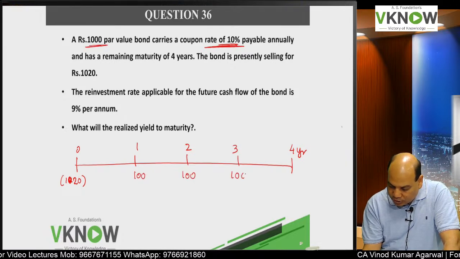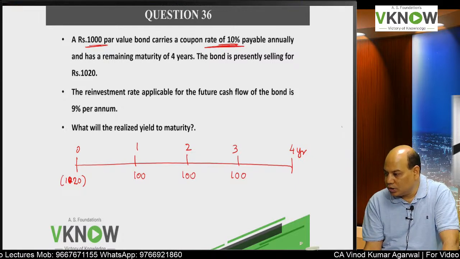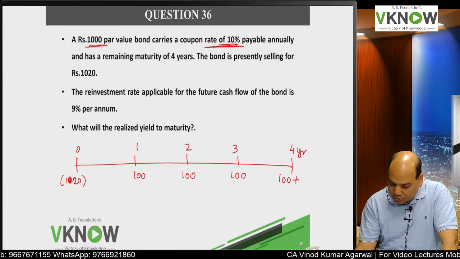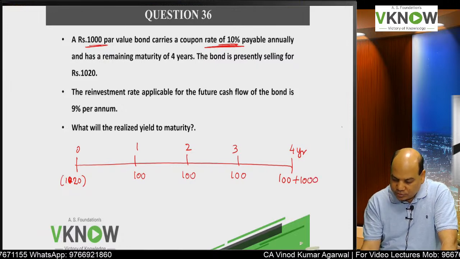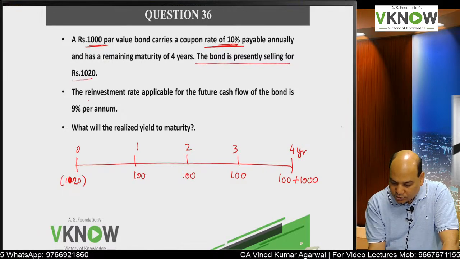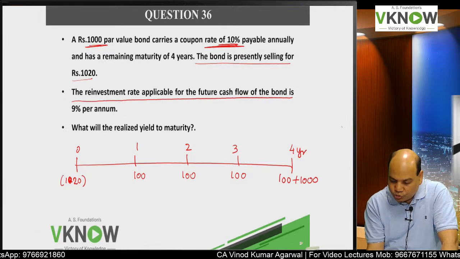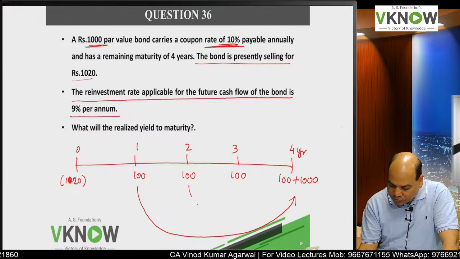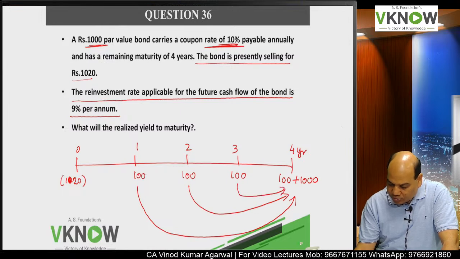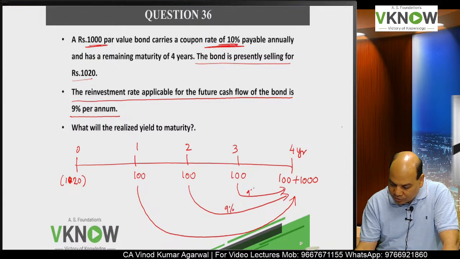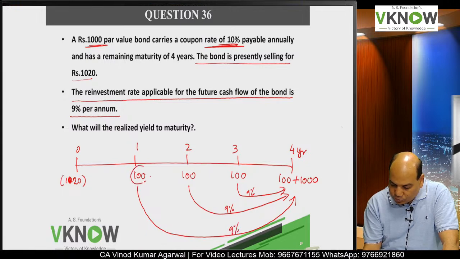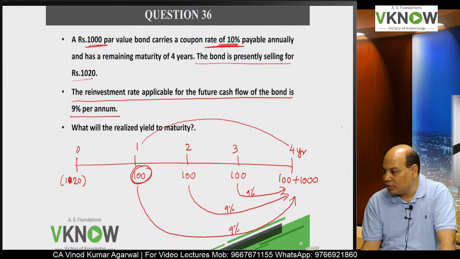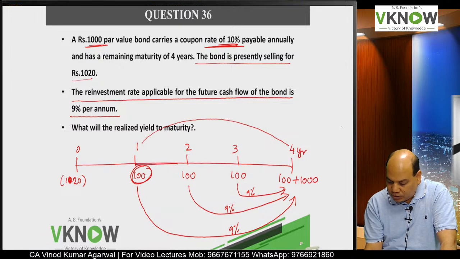So you will receive 100 rupees coupon in year 1, 2 and 3. And in the last year, you will receive 100 plus 1000 rupees. The bond is presently selling for 1020. Reinvestment rate applicable for future cash flow is 9%. So these cash flows will be reinvested for the remaining period at 9% rate. Cash flow of year 1 will be invested for how many years?